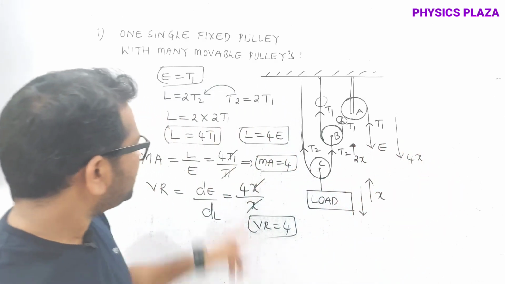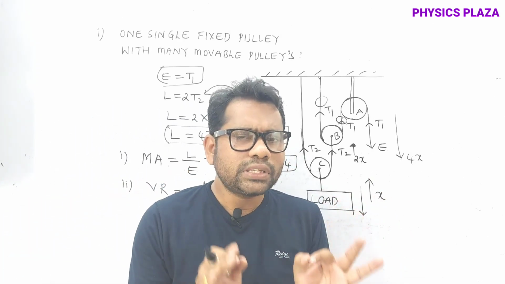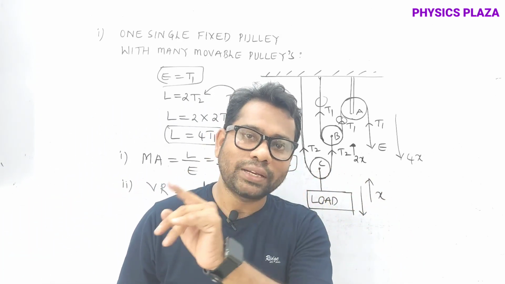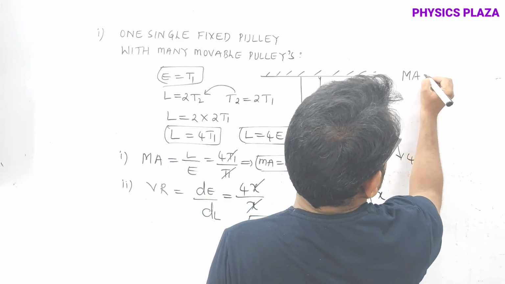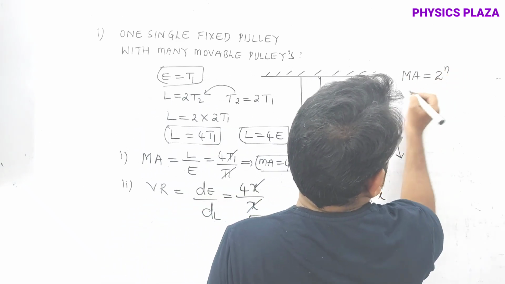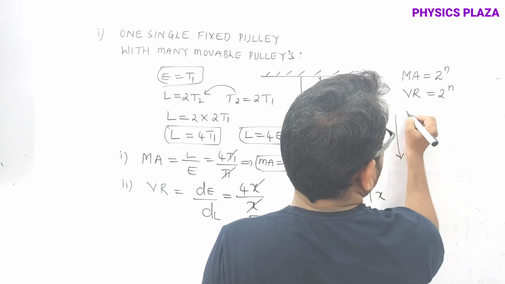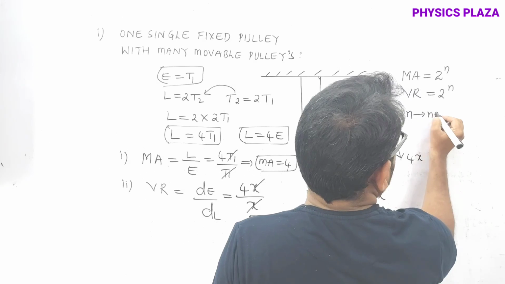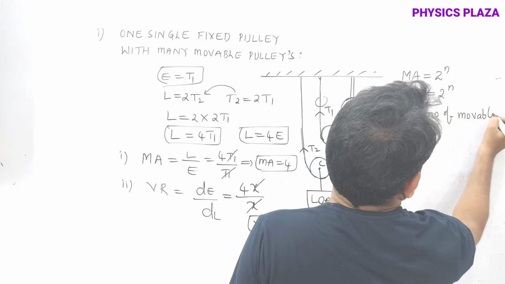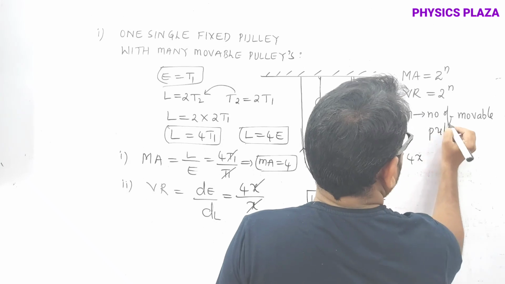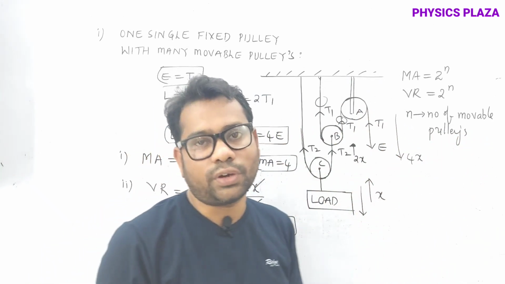But children, every time calculating like this, sometimes due to exam tension, we may get confused. For this, we have a direct formula with which we can get the answer. What is that here? For this case only, children, mechanical advantage is equal to 2 power n, even velocity ratio also here 2 power n only. What is n here? n is, children, here number of movable pulleys. That's it. So by seeing the diagram only, we can get the mechanical advantage and velocity ratio value.